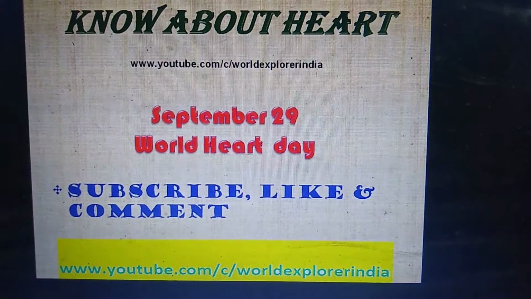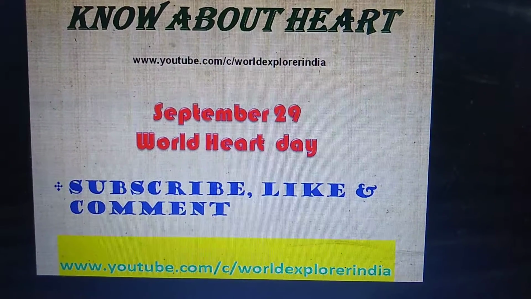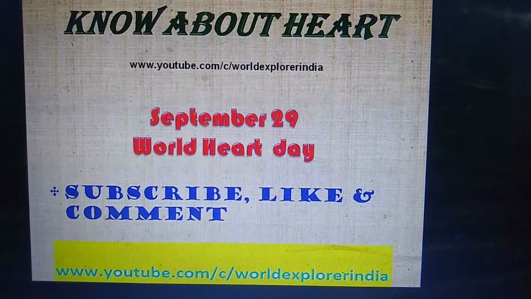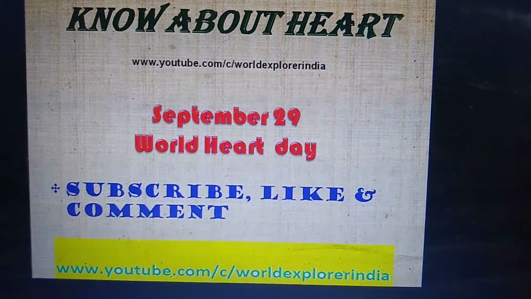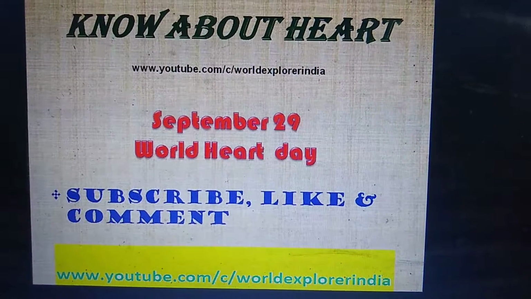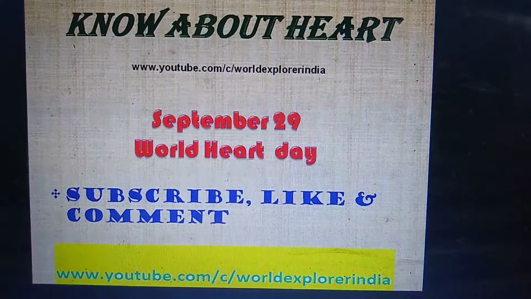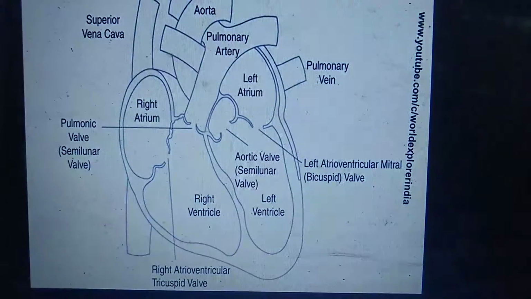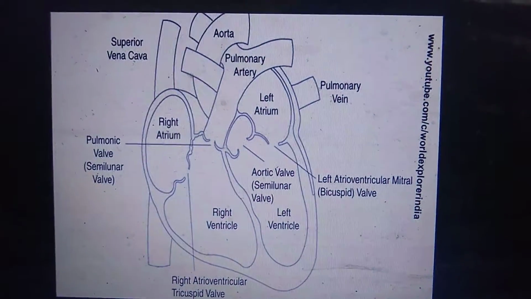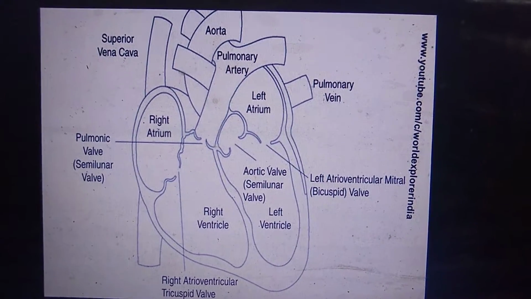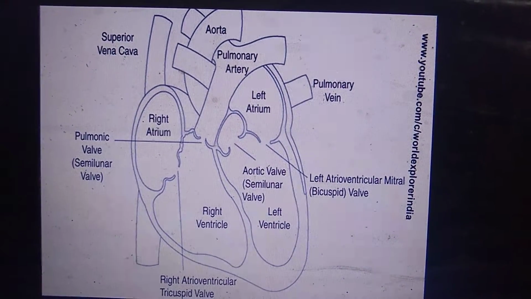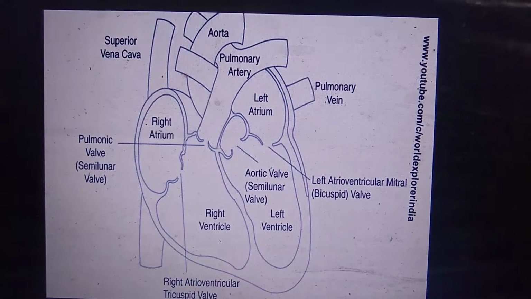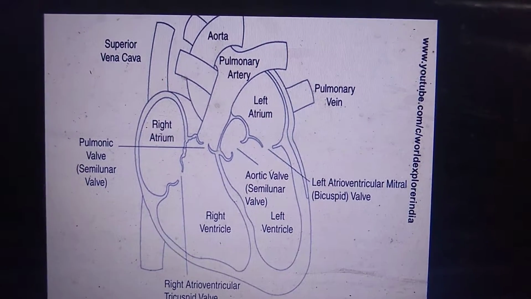On account of World Heart Day on September 29, this week we are discussing the heart and care of the heart. So today's video is an introduction to the heart and some of the important topics. This is the structure of the heart. In the heart we will see the right atrium, left atrium, right ventricle and left ventricle. So these are the four chambers of the heart.